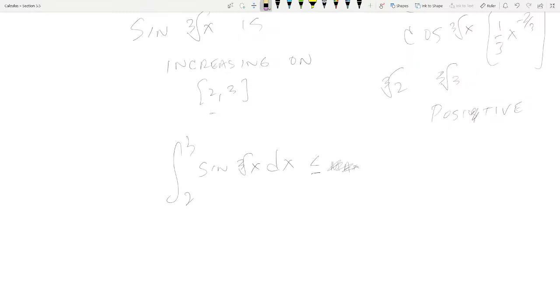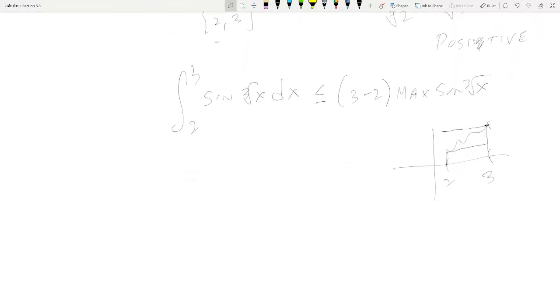So I'm not going to write max, I'm going to put the actual value in. It's less than b minus a, which is 3 minus 2, times the max of sine of cube root of x, right? Because that's the biggest rectangle. The picture is this. We're going from 2 to 3, and it's increasing. So the area under the curve is less than what the value is at 3, and it's greater than the value at 2, which, by the way, is greater than 0.